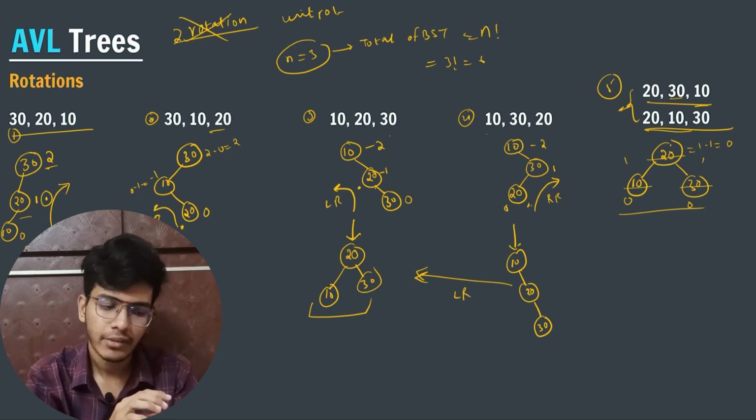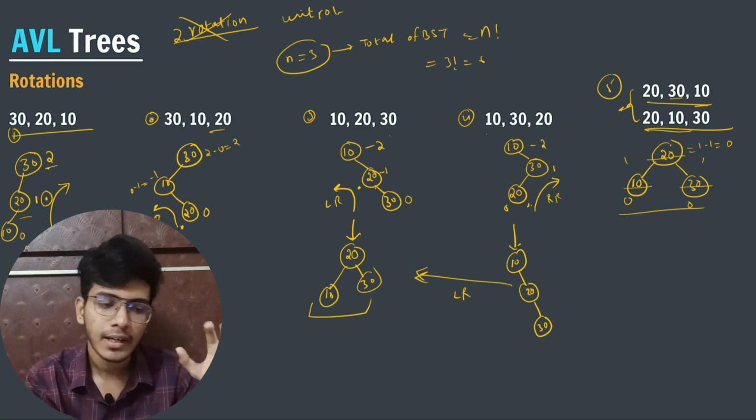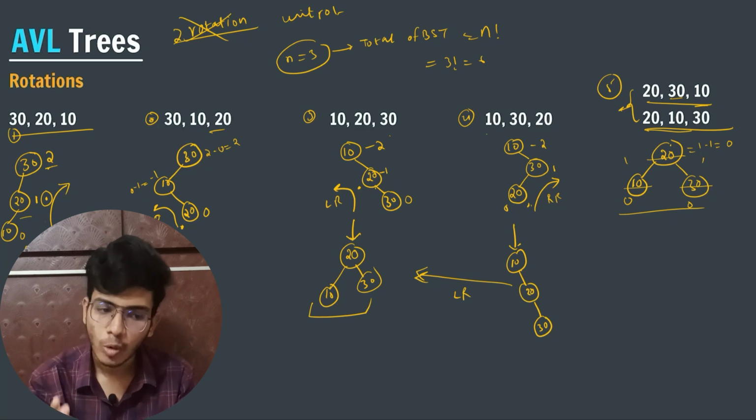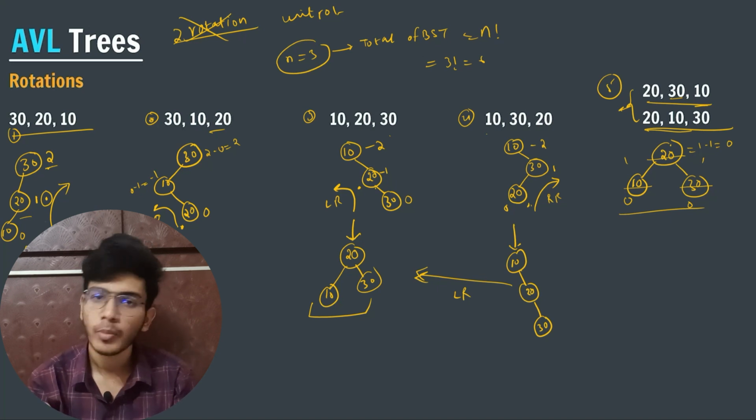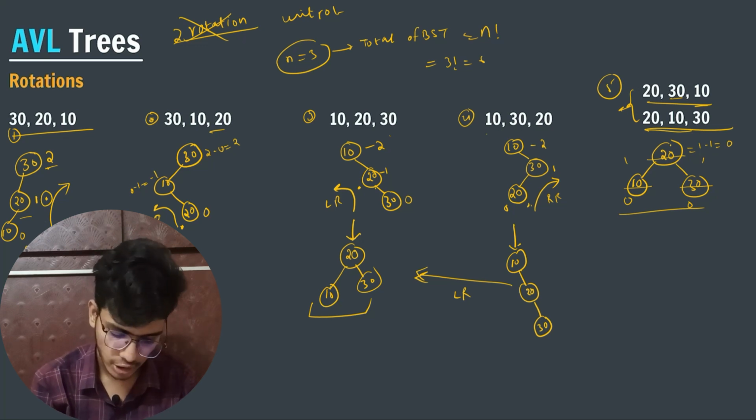I hope you have understood why I have chosen 20 as a pivot element, because I wanted to make 20 the root node, and with respect to the pivot element I performed all my rotations and made 20 the root node. When I made 20 the root node, my BST itself became, you can say, a balanced BST. This is the concept of rotation.